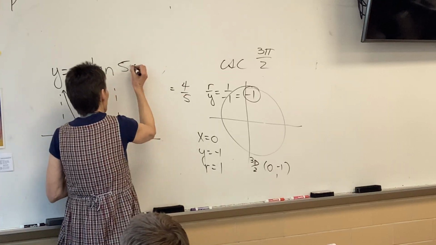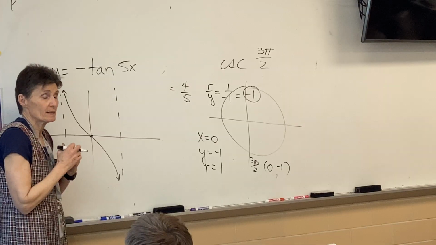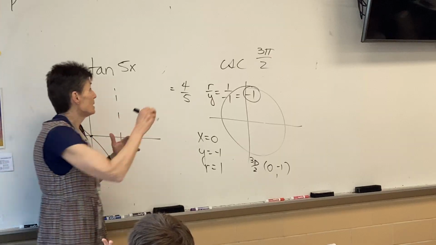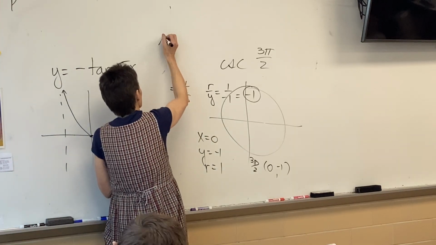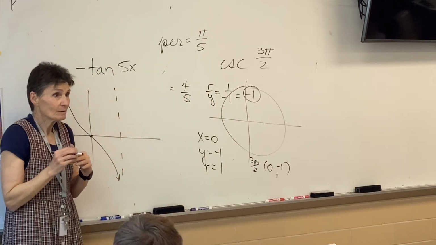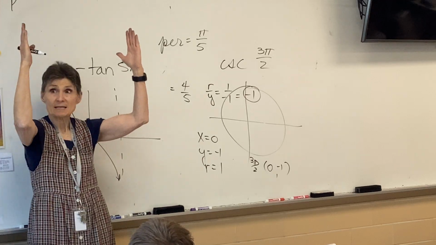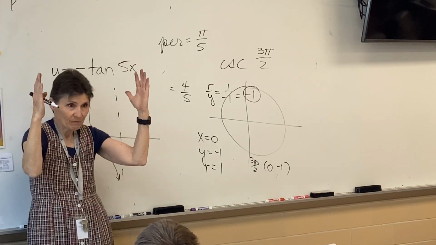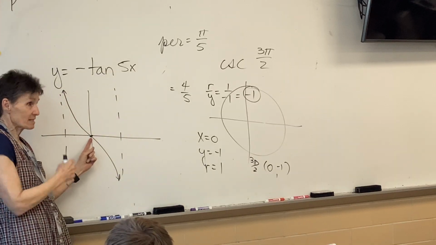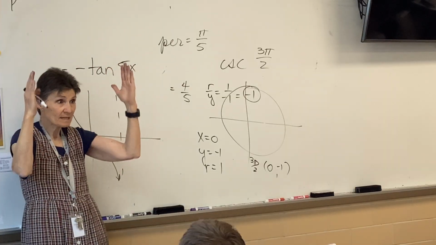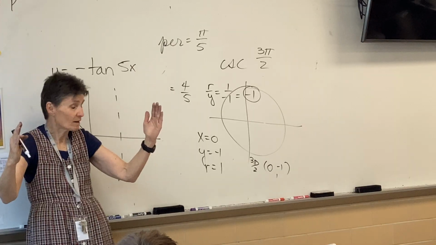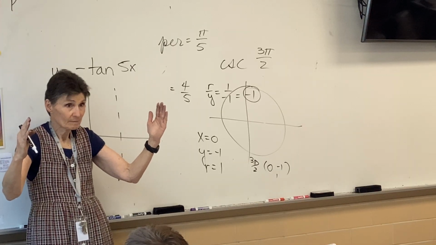All right. Now, what is a normal period for a tangent? Normal asymptote to asymptote is pi. So the normal period is pi. But we have taken that pi and divided it by 5. So that means here to here is 1/5. Right smack dab in the middle is 0. The whole thing is a 1/5, which means we're going to go how much each way? If the whole thing is a 1/5, we're going to go a 1/10.